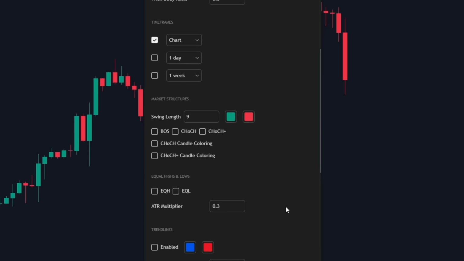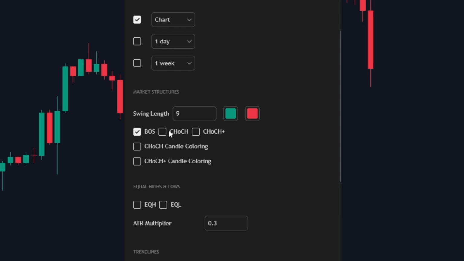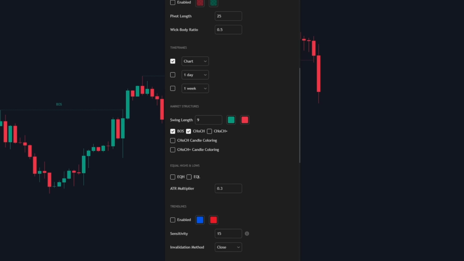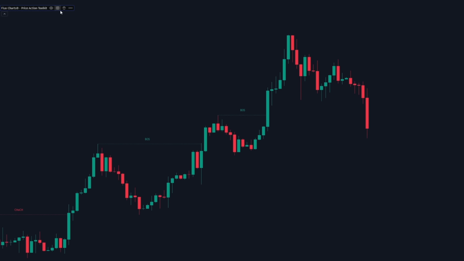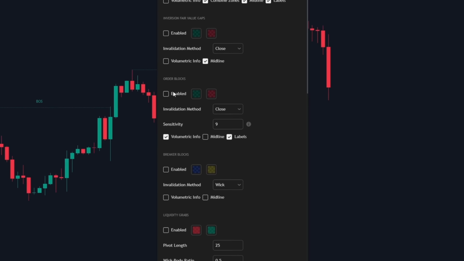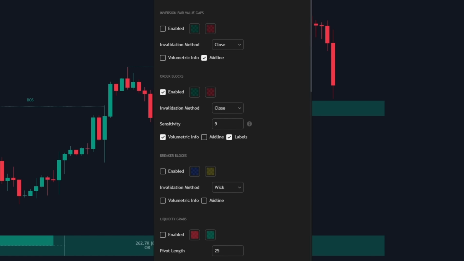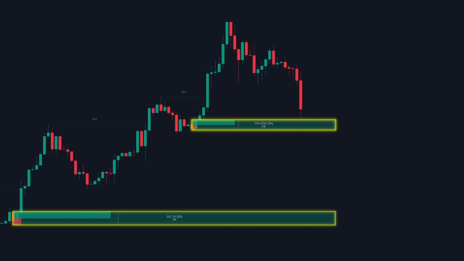But for now, let's enable the BOS and CHoCH in the market structure section to get these automatically identified. As you can see, BOS is displayed in green and CHoCH in red on the chart. These two are the most essential concepts for mapping market structure. Next up, we have the order blocks. Let's check the box and see how they appear on the chart. Now we can see several order blocks displayed.